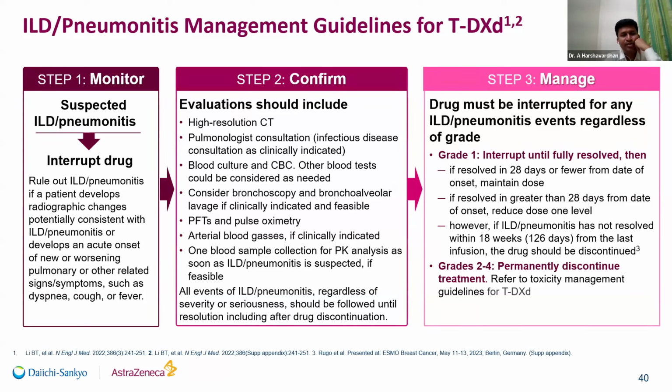And we should also rule out other causes, any respiratory infections. And step 2, to confirm, the evaluation should include a high resolution CT and a pulmonology consultation. And if there is any doubt, then we should do bronchoscopy and bronchoalveolar lavage to rule out the infection, and PFTs or pulse oximetry to be done. And if there is a clinical indication, we can do arterial blood gases. And drugs must be interrupted as soon as we have a doubt about the ILD.